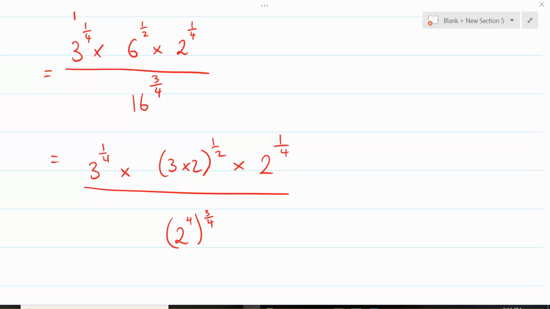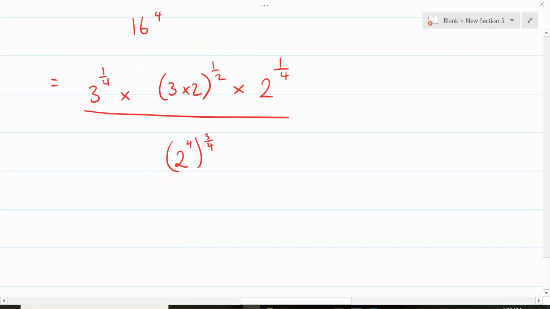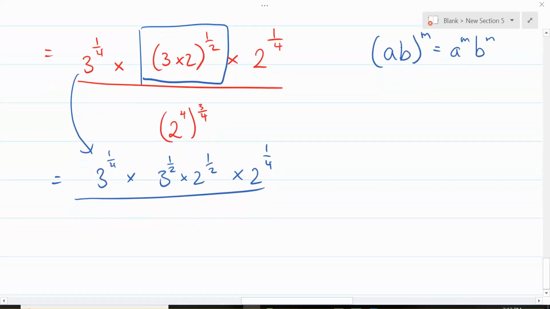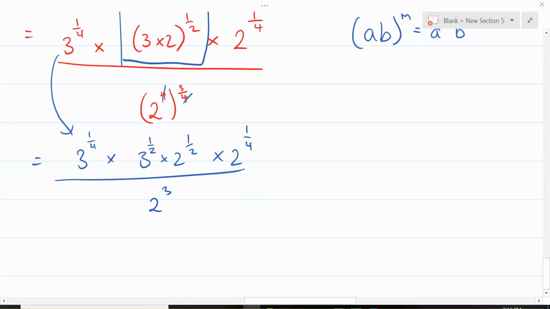So here we go. This is the part that I want you to focus on. Right here, you can break it apart using the rule I just showed you before: a times b to the power of m is the same thing as a to the power of m times b to the power of m. So you can break this bracket here. It becomes 3 to the power of half times 2 to the power of half. This is 3 to the power of a quarter times that times 2 to the power of a quarter. This now becomes 2, and the 4's cancel out, so 2 cubed. This is some sort of form for physics. No, it isn't. I'm just showing.